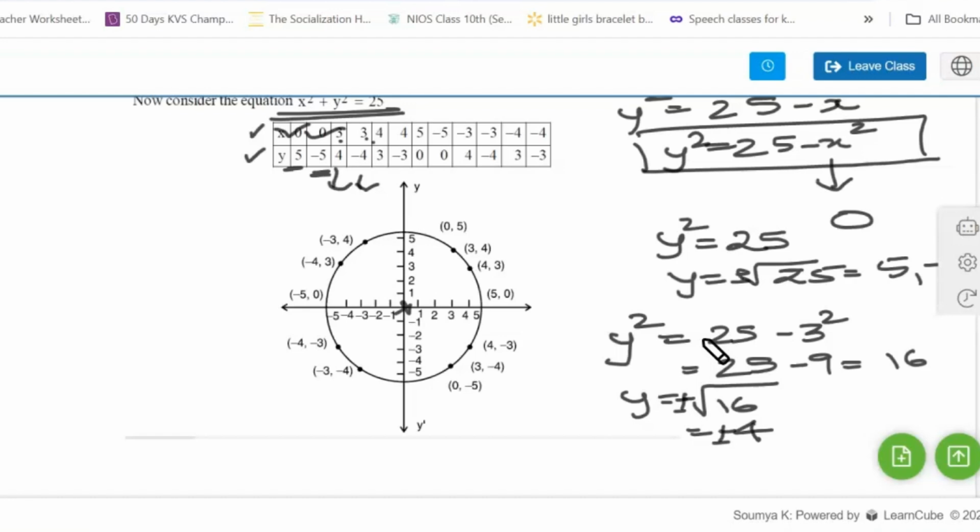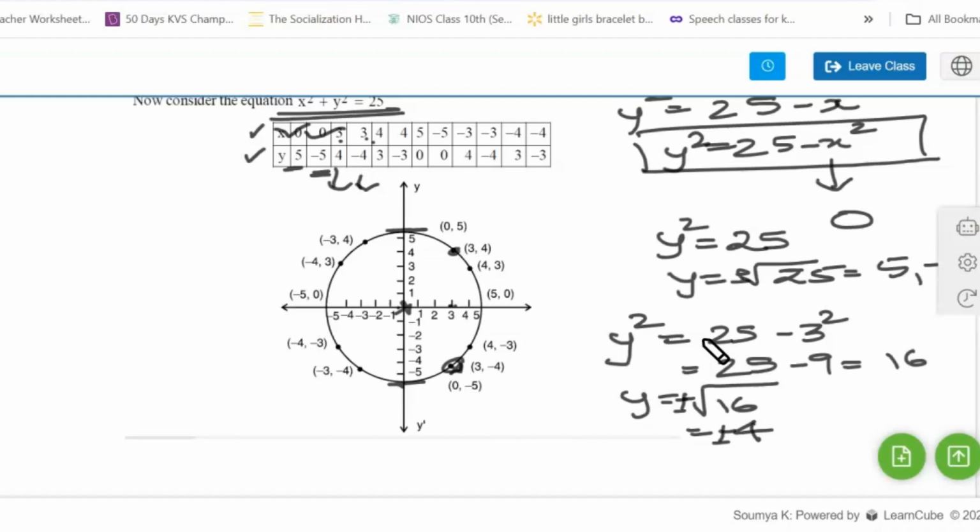So it will be (0, 5). This will be 1 point. (0, -5) will be another point. (3, 4): 3 here and 4 up. This is another point. (3, -4) will be 3 and minus 4 below here. So like that, plot all the points in the graph and then make the shape that you get out of it. So it will be a circle.